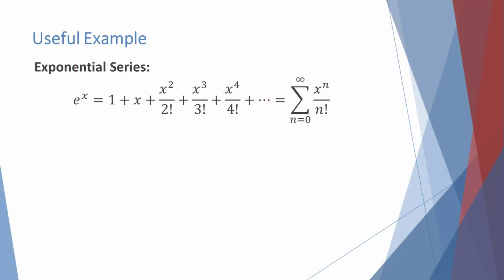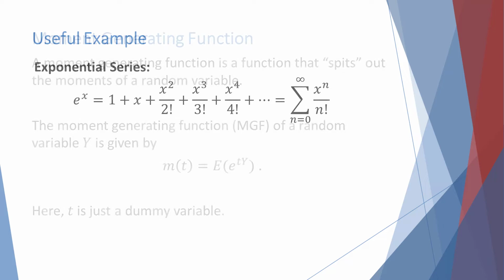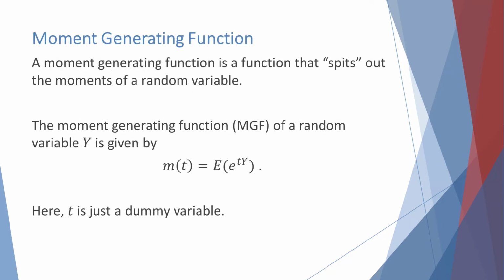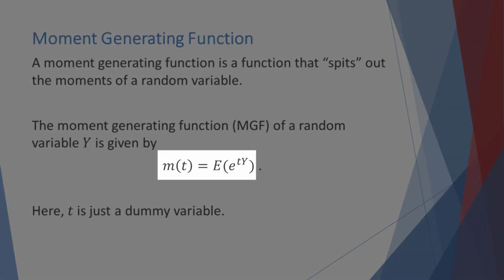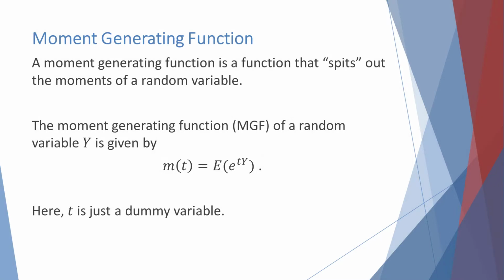So now that we've seen the Maclaurin expansion of e to the x, let's take a moment to see how they are used with moment generating functions. A moment generating function is a function that spits out the moments of a random variable. The moment generating function, or MGF, of a random variable Y is given by M(t) equals the expected value of e to the tY. Now there is nothing particularly special about the variable t. Here we're just using t as a dummy variable.